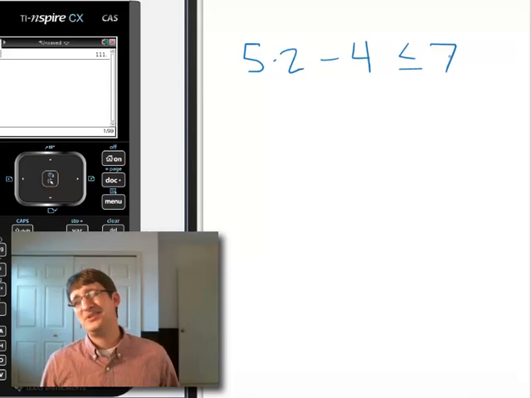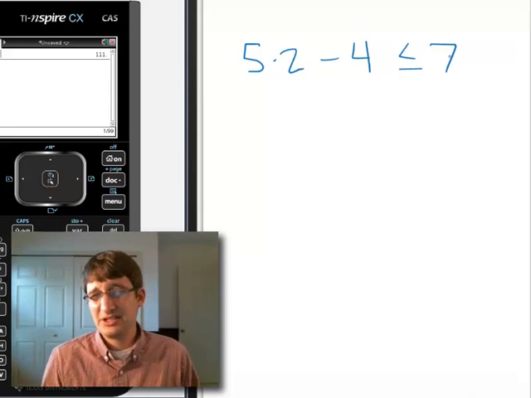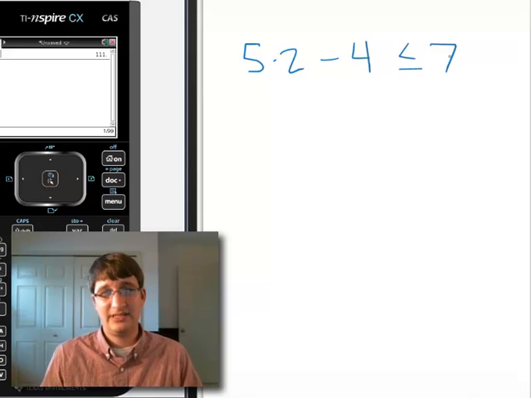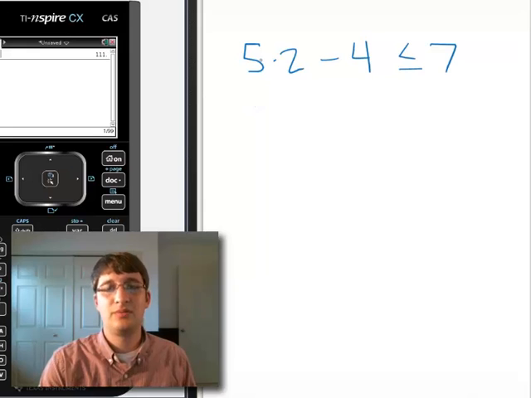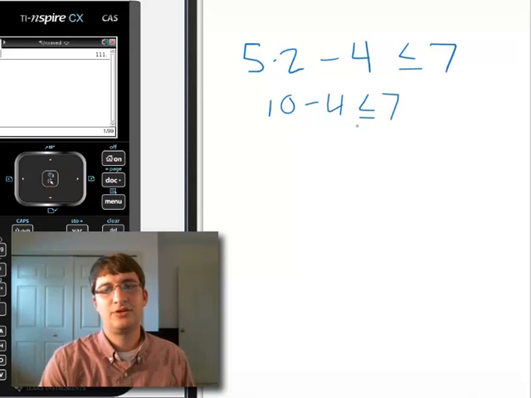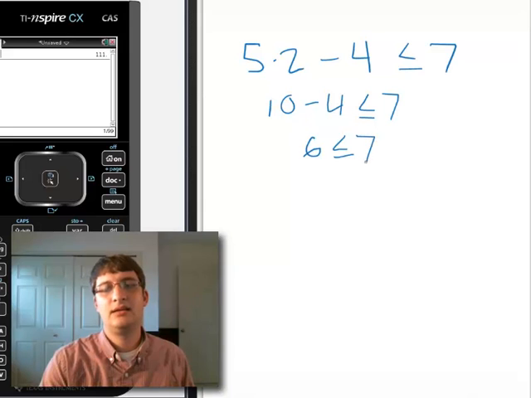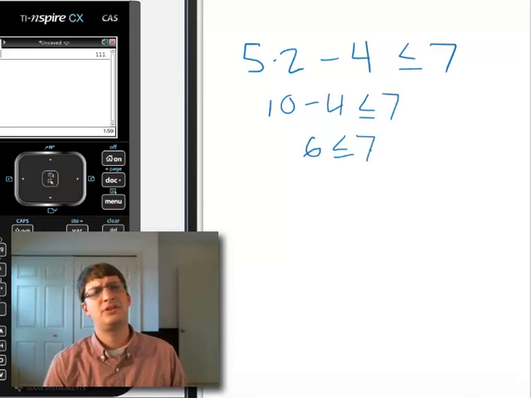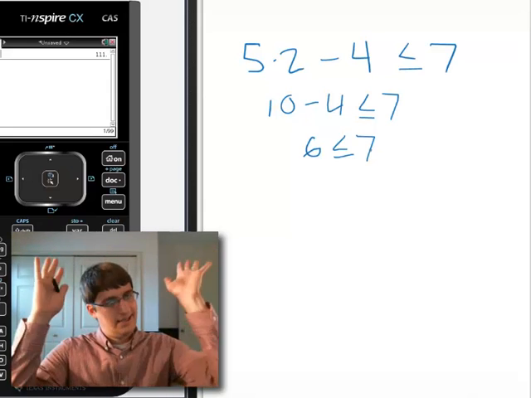What you're going to have to do is use, first of all, order of operations to narrow down the left side, and then compare it to the 7 and see if it is, in fact, less than or equal to 7, and see if that statement's true. So 5 times 2 is 10 minus 4, and then we can just rewrite this, showing all my work. 10 minus 4 is 6, less than or equal to 7. So you have to ask yourself, is 6 less than or equal to 7? And the answer is yes.